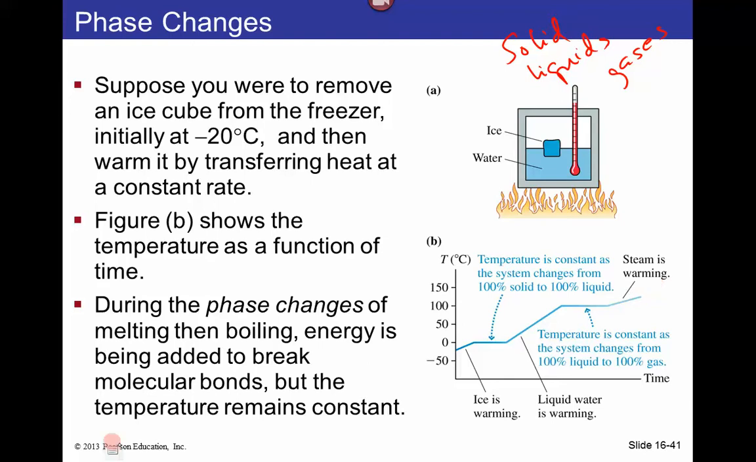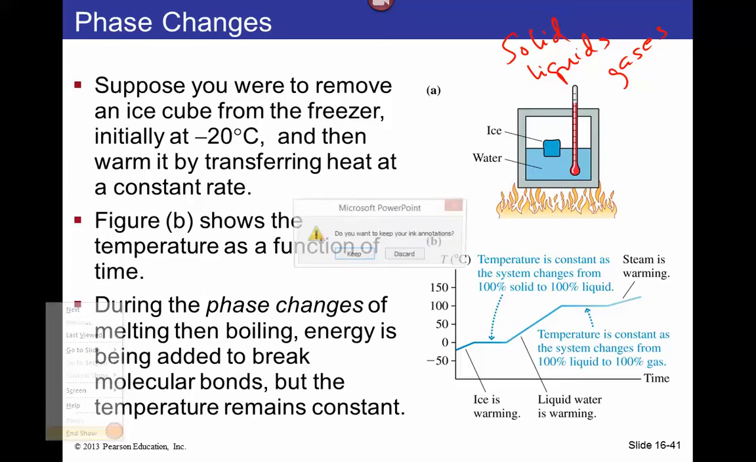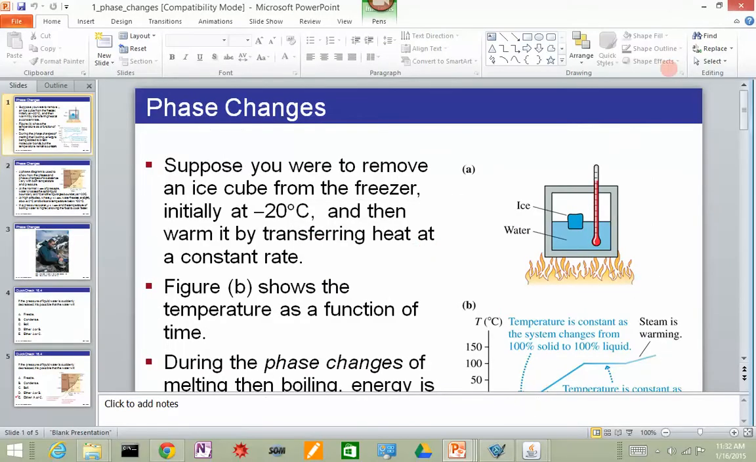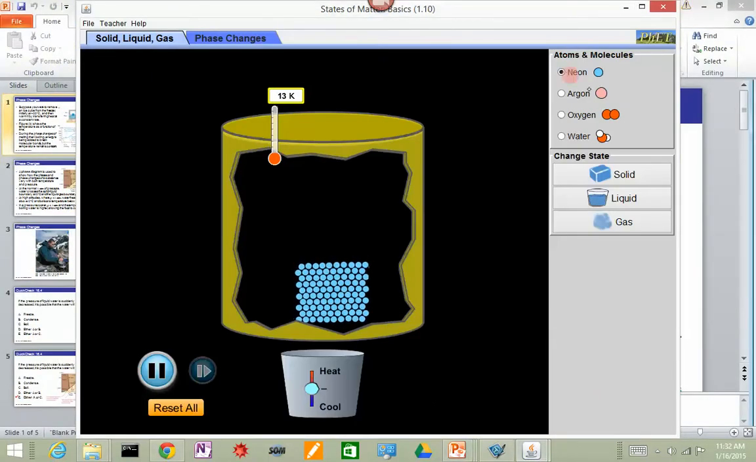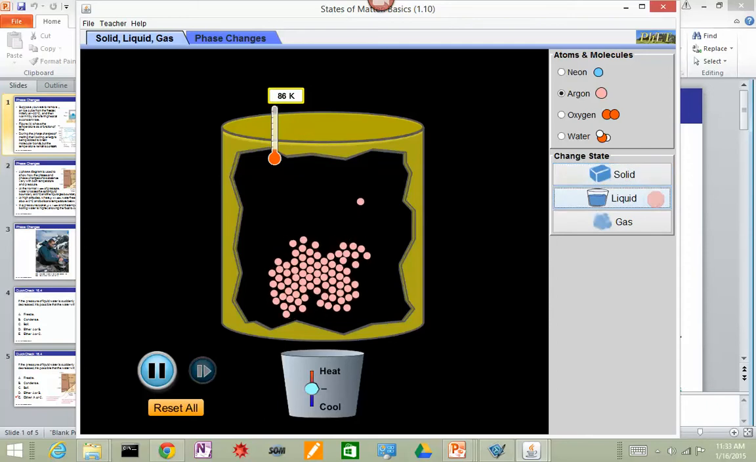So let me show you a simulation that illustrates this behavior a little better. This is a solid, and this is argon. This is a solid, and you can see the particles are stuck in one place and they are all tied together. Now let's make it a liquid. The temperature has increased here. For the solid, we have 43 Kelvin. For the liquid, now we have 86 Kelvin, and this is the liquid.